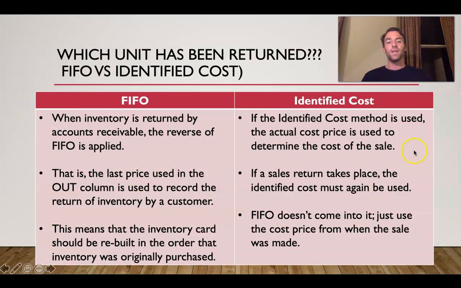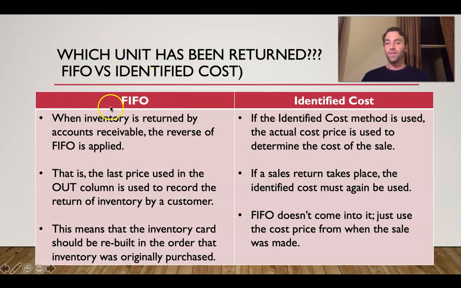If it is identified cost, we'll do the one on the right first, it should be easier. We should be able to know which one has been returned back to us, and all we then do is put it in our in column at that price. So let's say, for example, the good that has been returned cost us $80 when we bought it. The one that is returned now is $80.